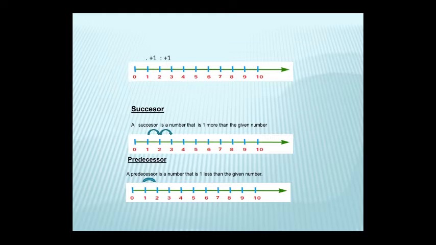Predecessor: a predecessor is a number that is one less than the given number. See here, demotion is the best example. Demotion means, for example, anyone in a higher position will go down by one position from that higher position. That is a demotion. A predecessor means you have to subtract one from the number. Any number that is given, you have to subtract 1 from that number. So for example, 2's predecessor is 1, 3's predecessor is 2, 1's predecessor is 0, because 1 minus 1 is 0.